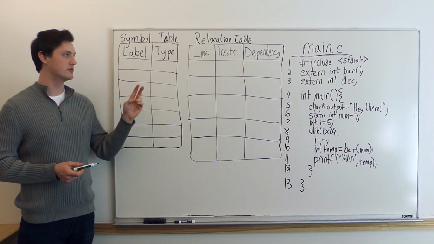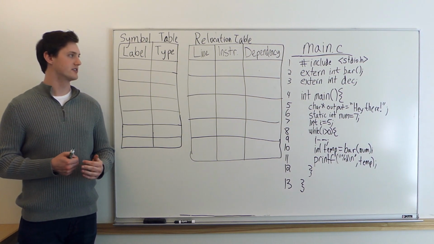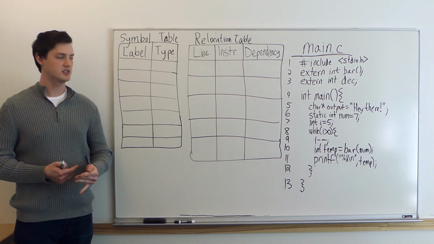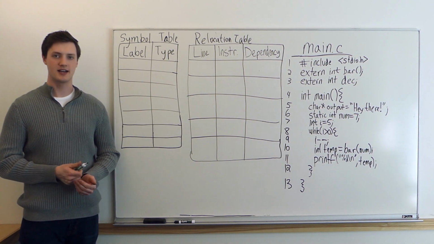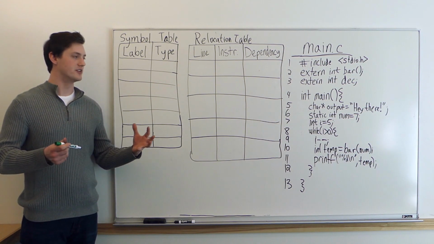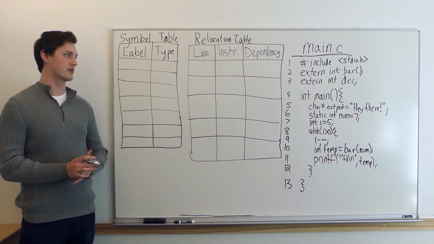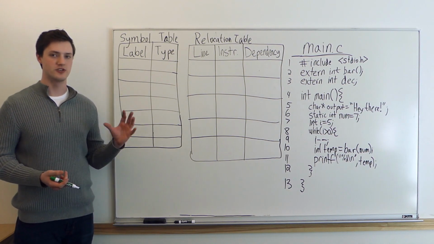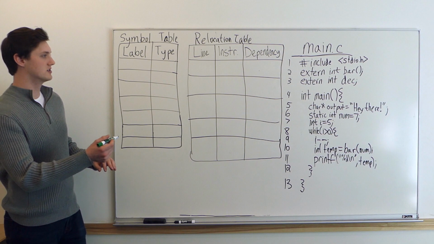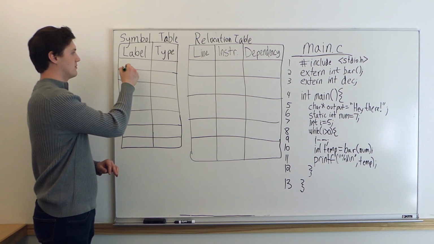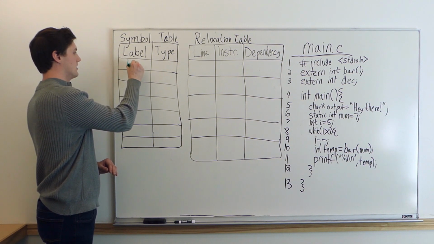But now we see lines 2 and 3, where we have two externs. We have an extern int bar, referring to an external function, and we also have extern int dec. What extern means is that we're going to have these external symbols that are defined somewhere else in another file. So those would both go in the symbol table. Under the label in the symbol table, we'll put bar, and we'll have dec.